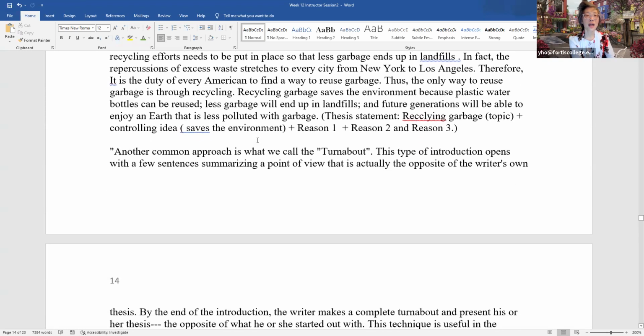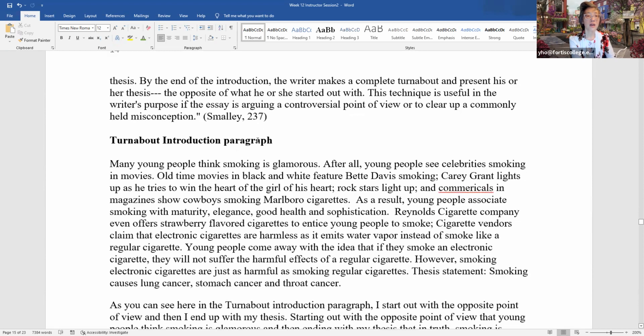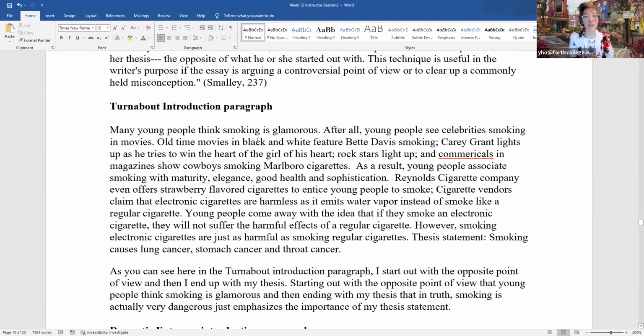When we have a turnabout introduction paragraph, you talk about the other side first, okay? Let's say we're talking about smoking. So many young people think smoking is glamorous. After all, young people see celebrities smoking in movies. Old-time movies in black and white feature Betty Davis or Clark Gable smoking, and Cary Grant lights up as he tries to win the girl of his heart. Rock stars light up. Now it's vaping. Commercials in magazines show, at least in the early 20th century, cowboys smoking Marlboro cigarettes. As a result, young people associate smoking with maturity, elegance, good health, and sophistication.